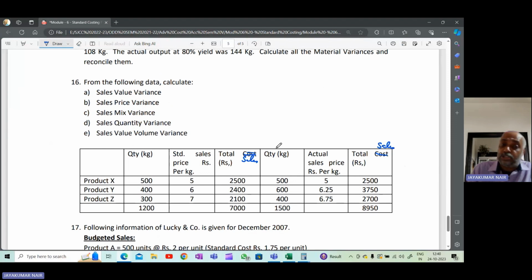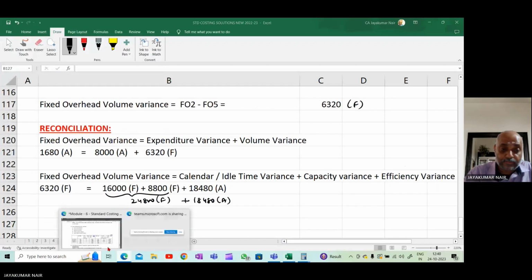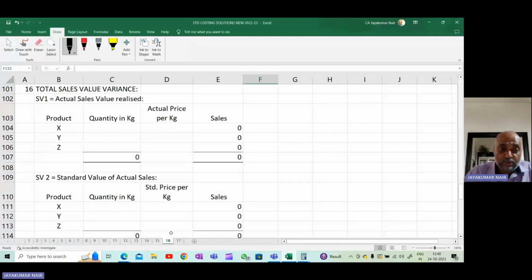So how do we compute the sales variances: sales price variance, mix variance, quantity variance, and sales volume variance? Now this is similar to your material variances. What you used to do for material variances, in the same fashion we can do. There we used to compute M1, M2, M3, M4. Same way here we will find out S1, S2, S3, S4, and so on. So we will take this question.